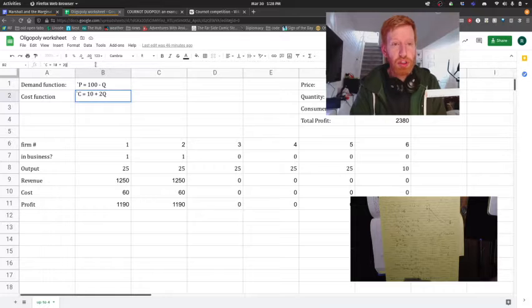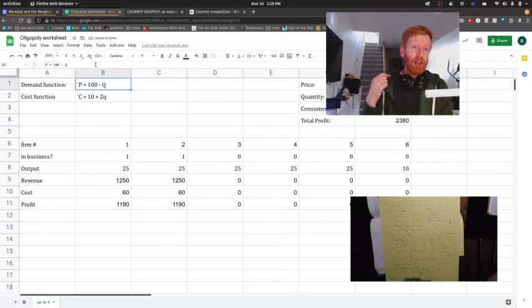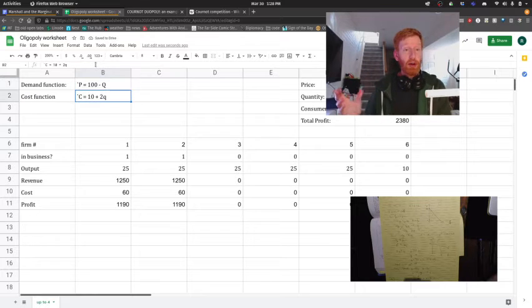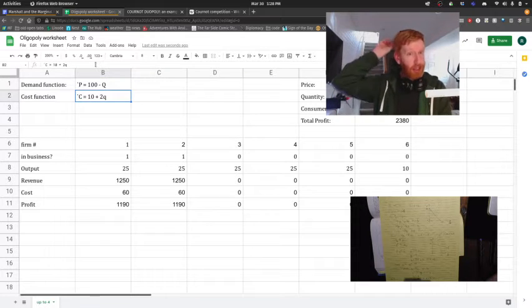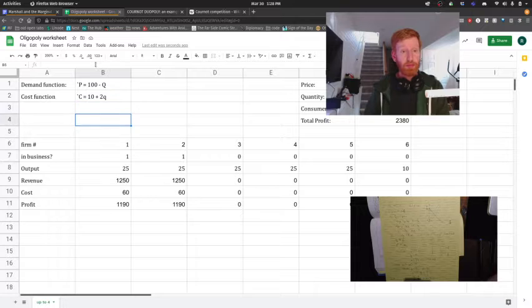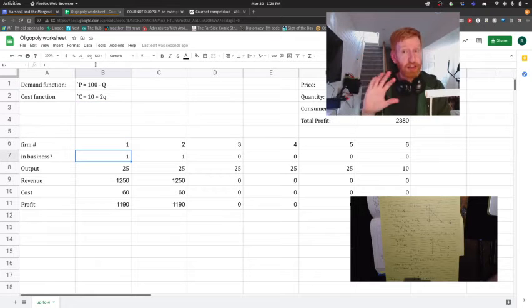Actually, we should change this from a big Q to a little q. So this is the demand for the market as a whole. This is the cost for an individual firm. Now, with this spreadsheet, I'll share a link to this spreadsheet, but let me explain how it works.